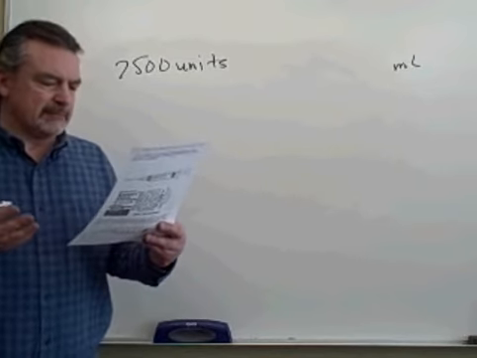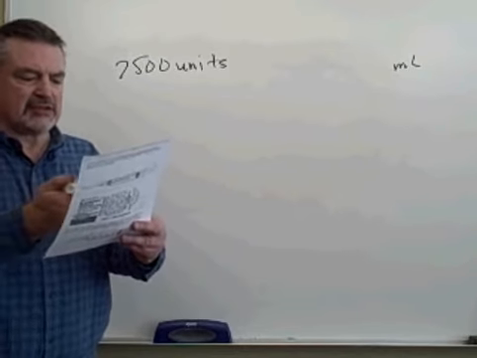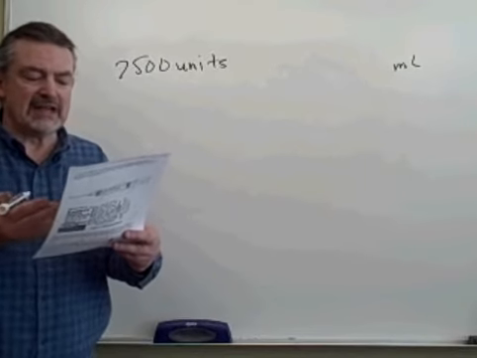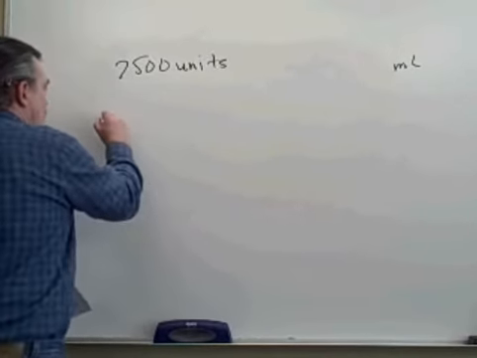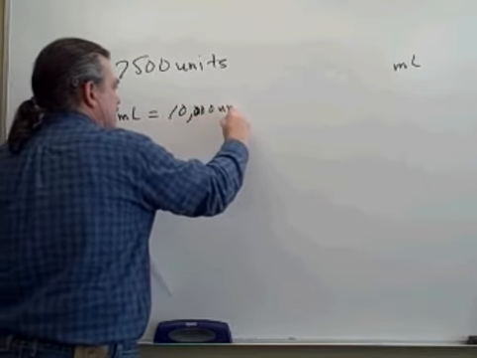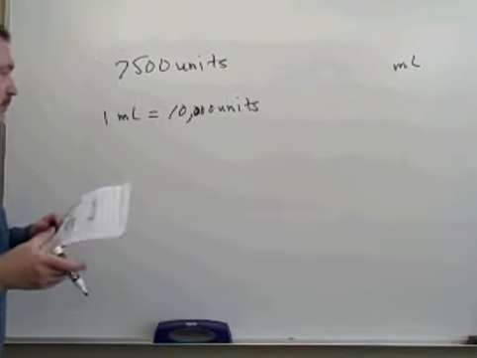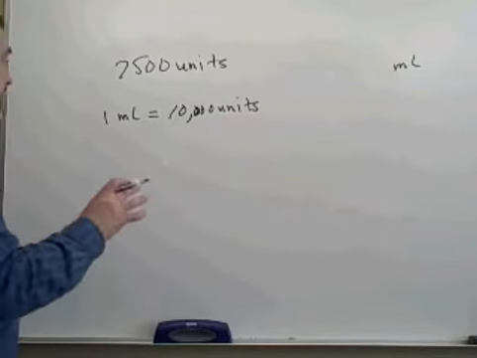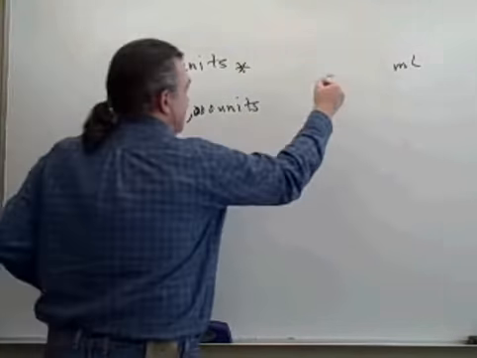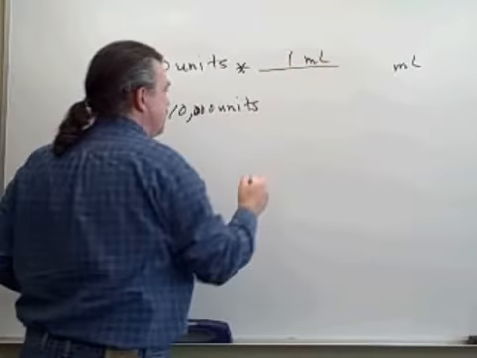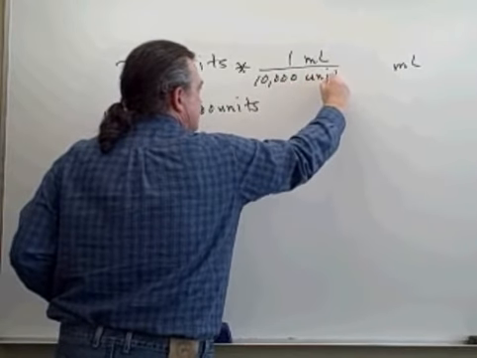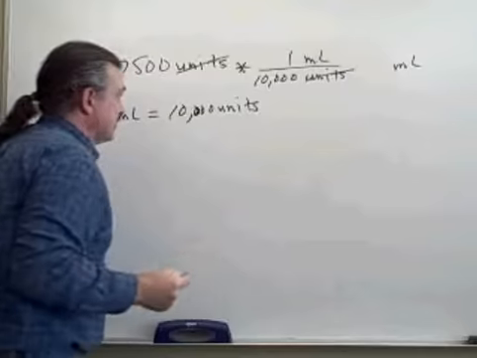So if we look at the label, it tells us that there are 10,000 units, international units, that's what the IU stands for, 10,000 units per milliliter. So 1 milliliter of the liquid contains 10,000 units. So we can use that equivalence to create a conversion fraction. We want to end up with milliliters, so we'll put that in the numerator. We want to be able to cancel out units, so we'll put that in the denominator.